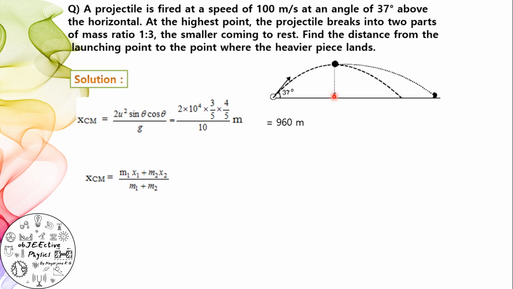That is the question. See the solution: 960 meters is equal to (M by 4 into 480 meter plus 3m by 4 into x2) whole divided by m, or x2 is equal to 1120 meters. By simplifying here, we will get the x2 value as 1120 meters.